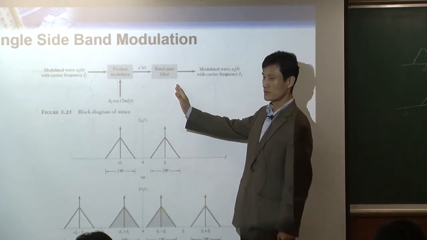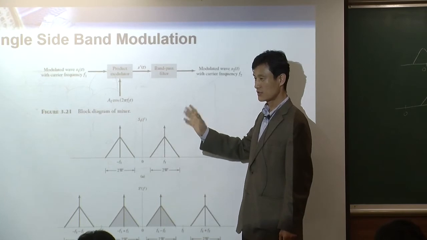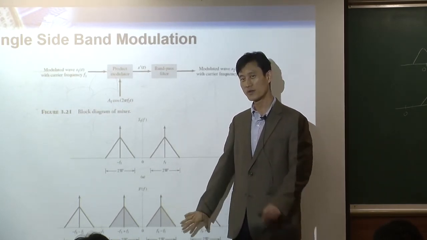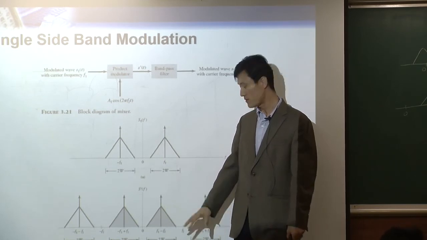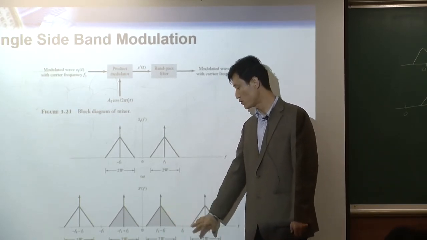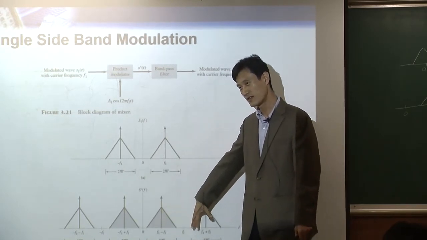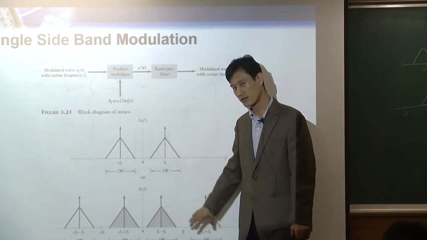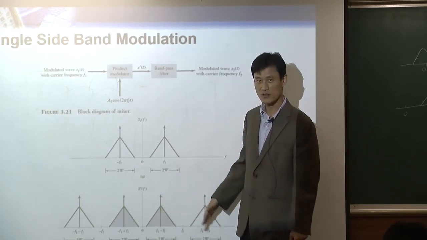What is the next thing to do? Next thing to do is you don't want two different frequency outputs. You want only one output, right? Maybe you want this, then you're going to kill this one. Or maybe you want this, then you're going to kill this guy, right? So depending on which one you want, you remove the other one.